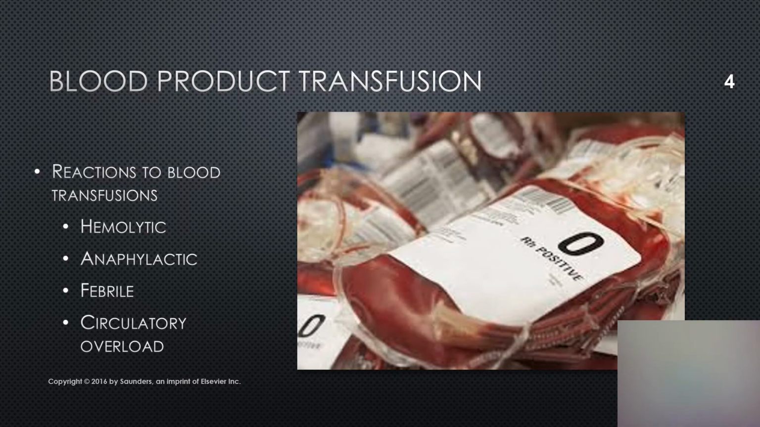We infuse the packed red blood cells slowly for the first 15 minutes, watching for reactions, and then we increase that flow rate slowly. One way to help prevent the risk of infection and reactions with blood transfusions is to collect the client's own blood before a planned procedure, and then we can transfuse that blood back into the client if it's needed. This is what we call an autologous red blood cell transfusion.